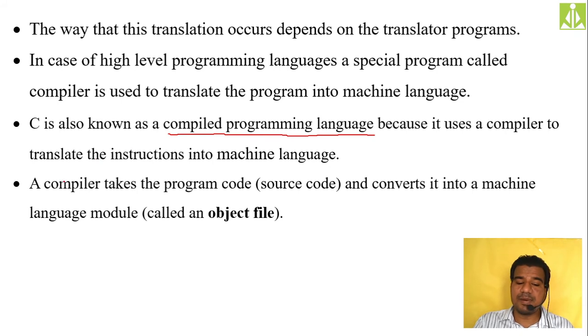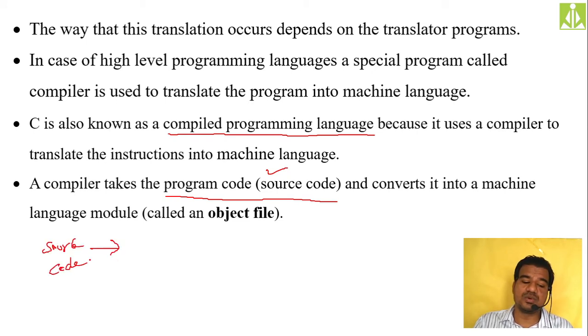Okay, the C compiler takes the program, which we call source code. Source code means normal high level language instructions. Normal high level language, C language instructions, we call source code. This source code we give to the compiler. Here we have the source code, and we are giving this source code to the compiler.